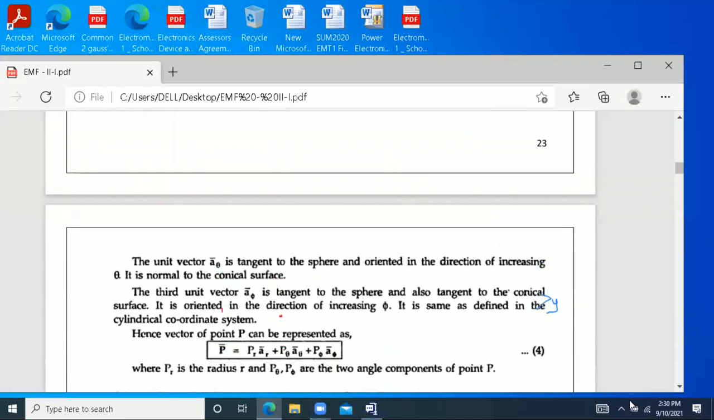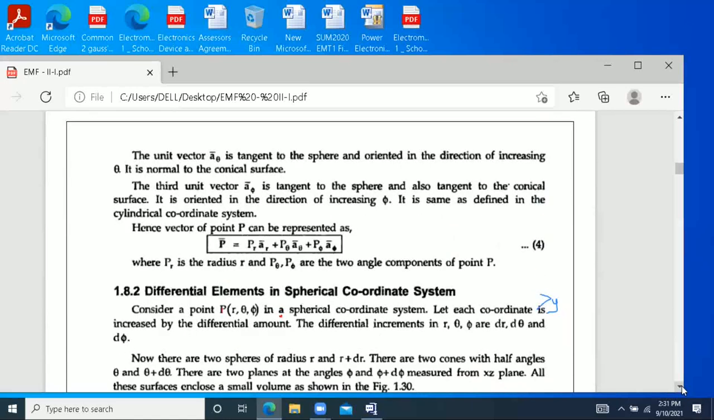So to get to P, or vector P, from the origin, is P in the R direction, AR, P in the theta, A theta, and P in the phi, A phi. That's your vector, where AR, A theta, and A phi are your unit vectors. Okay.